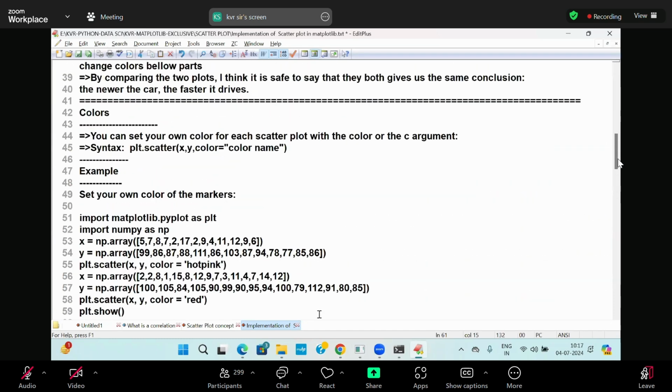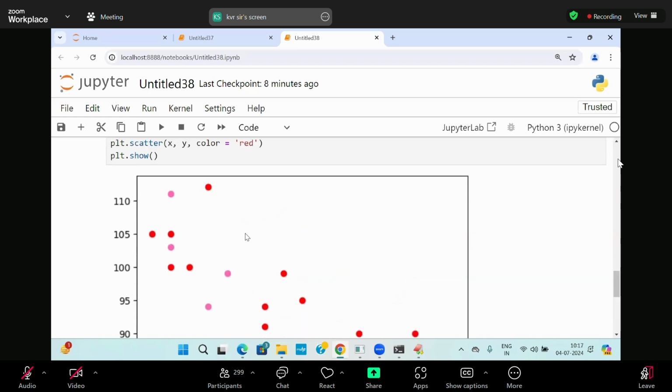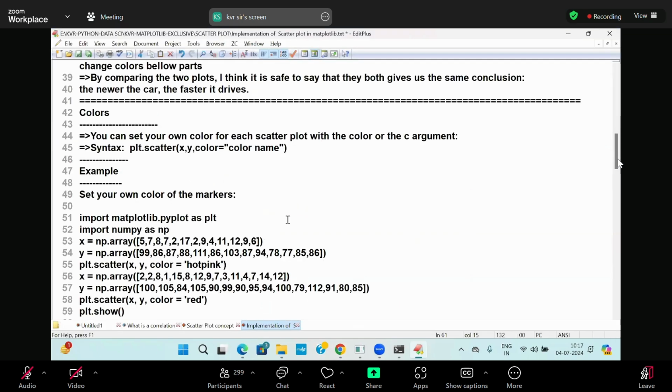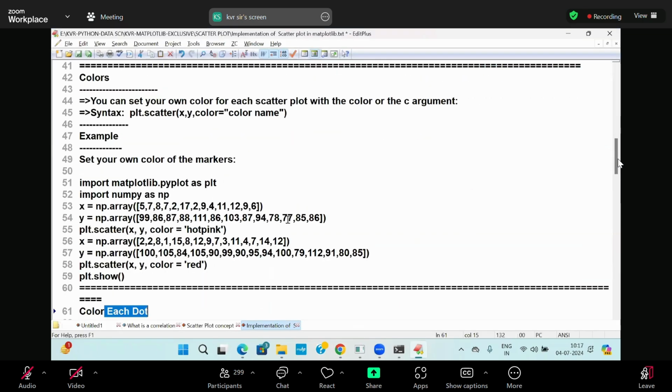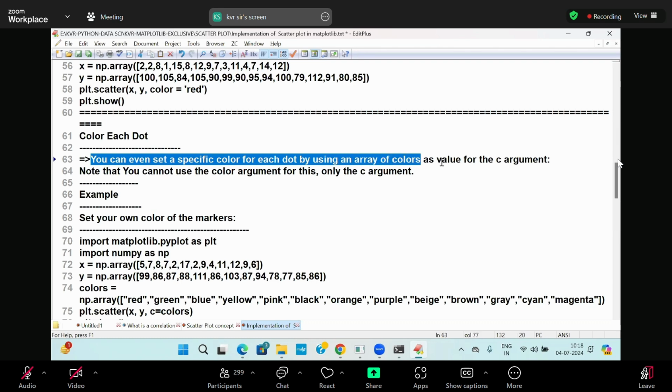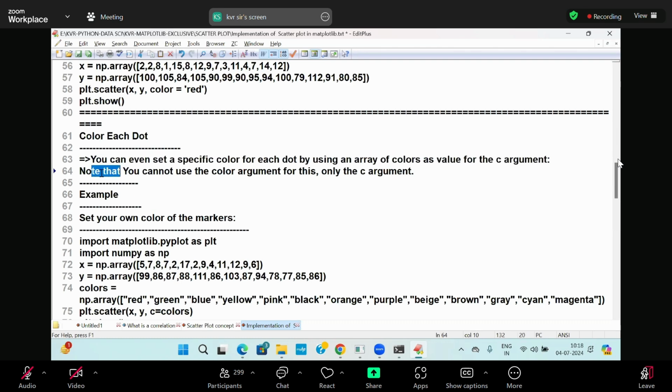Color of each dot. One set of values is falling down, and another set of red values is one more scatter line. We are expecting one color for each dot. That you can also do. So what is that now? Color each dot. You can even set a specific color for each dot by using an array of colors as the value of the c argument. Note that you can't use the color argument for this, only the c argument.